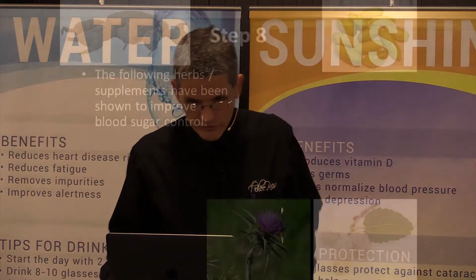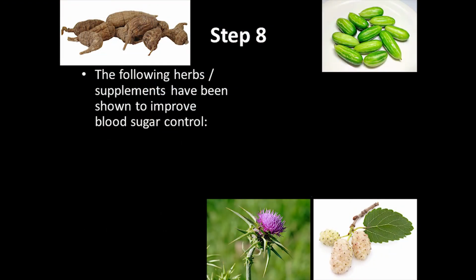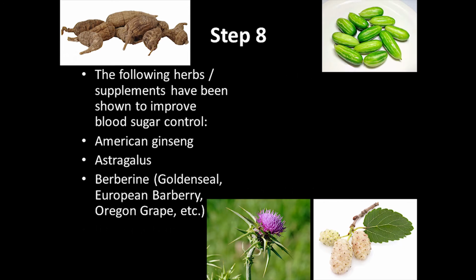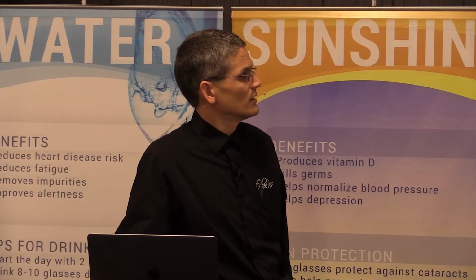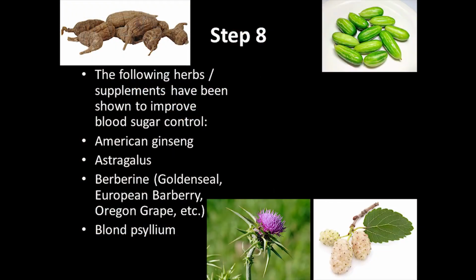Right? Step number 8, there's different herbs that have been shown to improve blood sugar control. Things like American ginseng, astragalus, all right, and berberine, which is a substance that can be found in golden seal, European barberry, Oregon grape, and so on. There's a number of herbs that are fairly high in berberine. Blonde psyllium is also one that can help out with it. Not an herb, but an element, chromium.